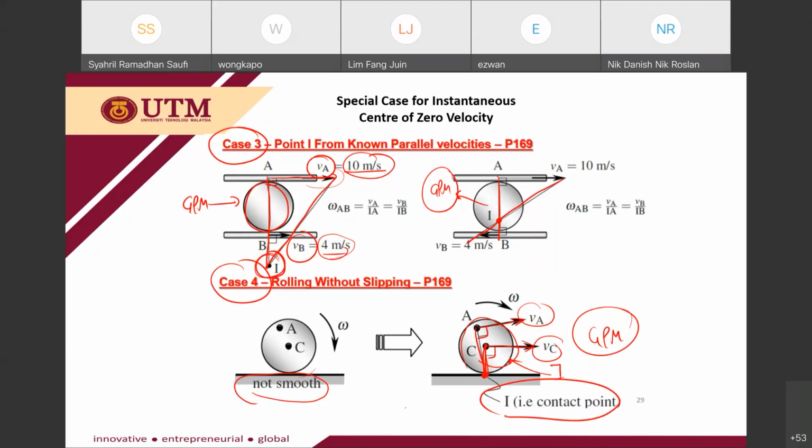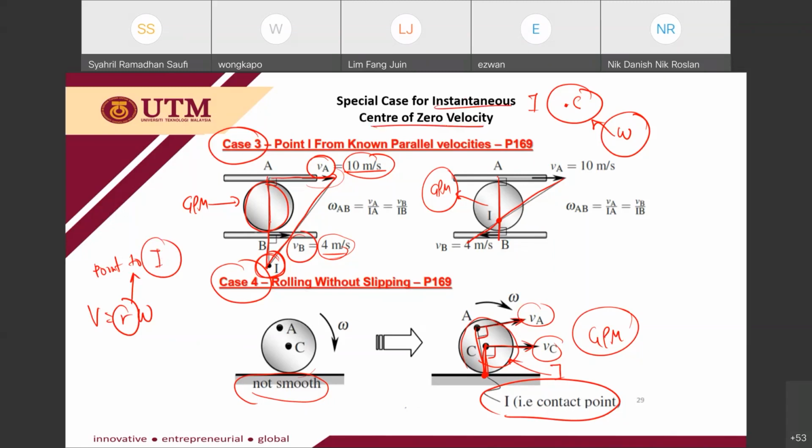Why do we need to determine this I? Because this I will act as a center of rotation. From this center of rotation, you will get the omega. From this omega, you can relate with V is equal to R omega, where R is the distance from the point to the I, the instantaneous center of zero velocity.